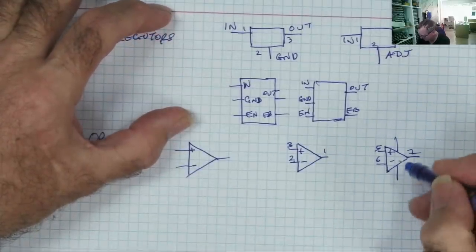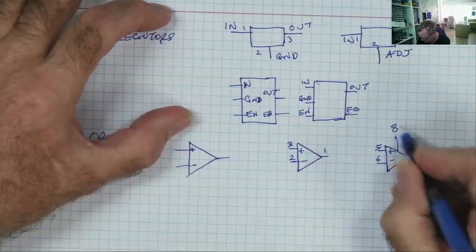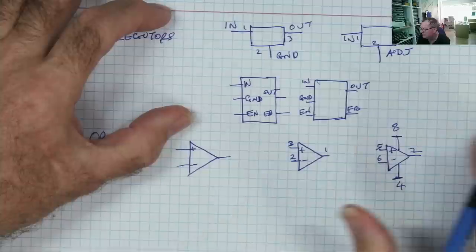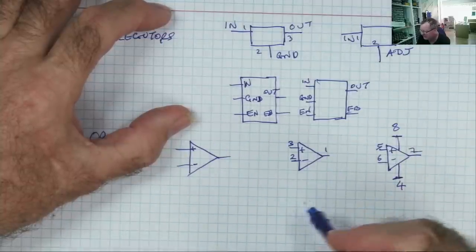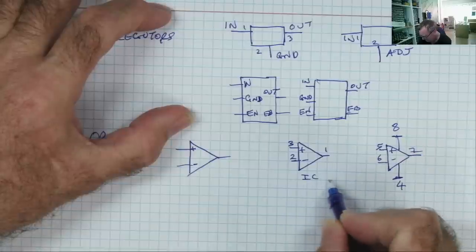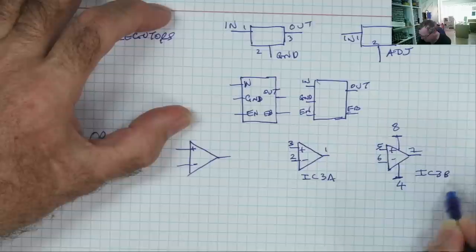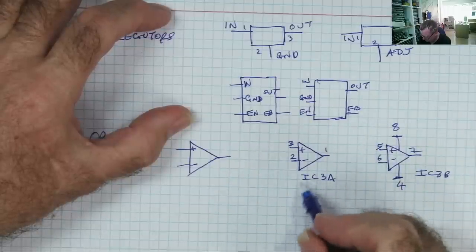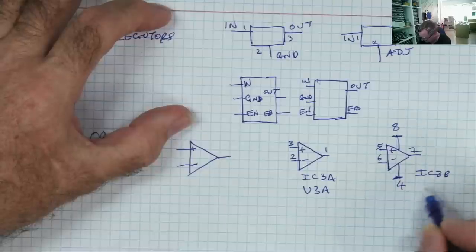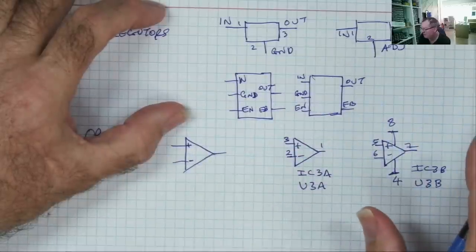And these other two lines will be the power, usually 4, which is ground, and 8, which is VCC. So you will often see that. And then to tell you that both these op amps are physically in one 8-pin package, this would be, for example, IC3A, IC3B, or another common nomenclature, if you like, is U3A. U is commonly used for an IC, U3B. Okay, so that's op amps.